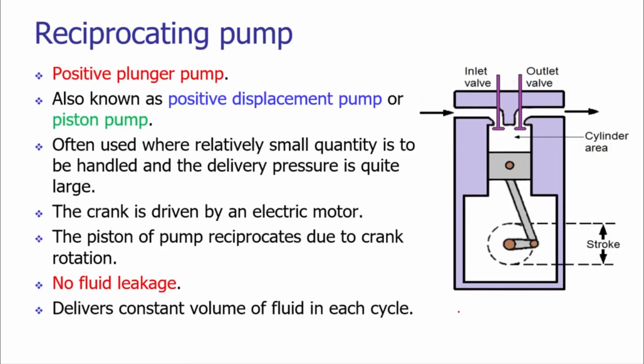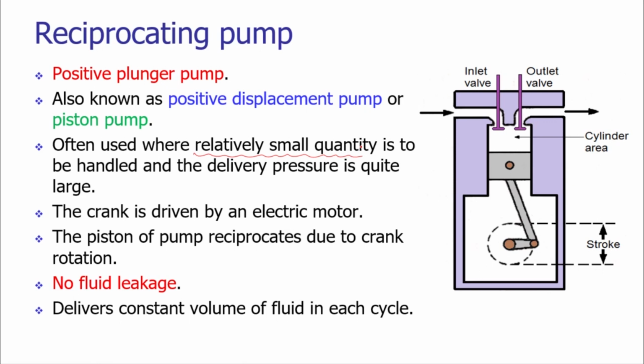The second broad category, or the second important pump, is the reciprocating pump. It is called the positive displacement plunger pump as well. These kinds of arrangements produce a small quantity of pressurized fluid in each stroke. The arrangement can be seen on your screen.